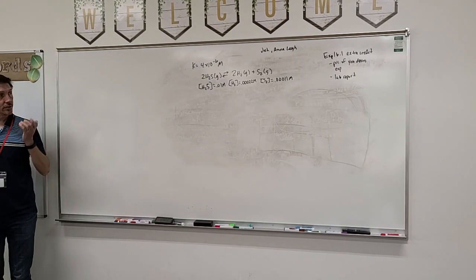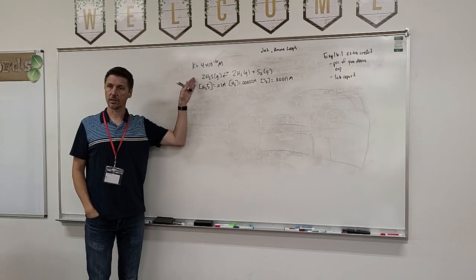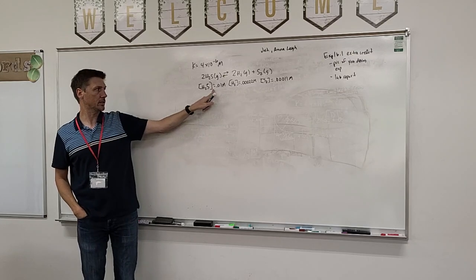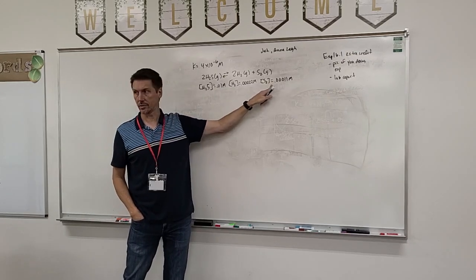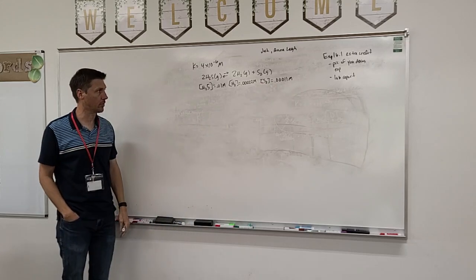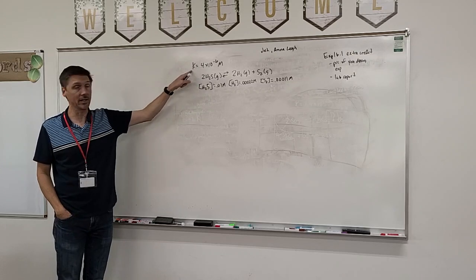And they say, at this point in time, is the reaction at equilibrium? Now, why did I not write EQ next to each of these concentrations as I listed them? We don't know if we're at equilibrium yet. We've got to calculate what K would be at this point in time and see if it matches this.